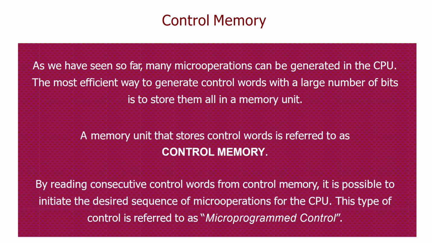So what is control memory? Till now we have seen that many microoperations can be generated in the CPU. The most efficient way to generate control words with a large number of bits is to store all of them in a memory unit. A memory unit that stores control words is referred to as control memory. Now by reading the consecutive control words from control memory, it is possible to initiate the desired sequence of microoperations for the CPU. This type of control is referred to as microprogrammed control.